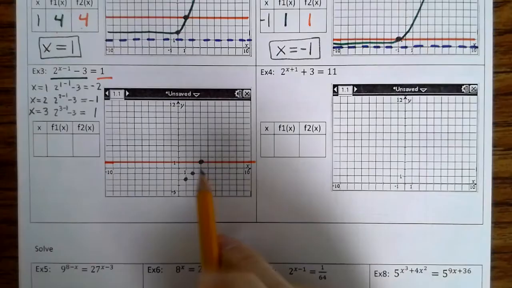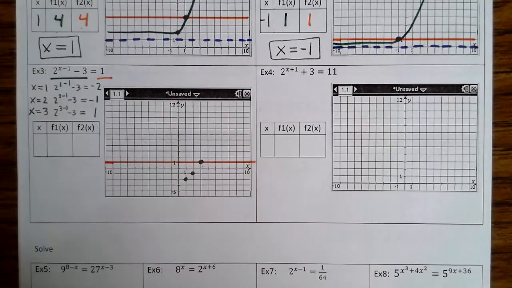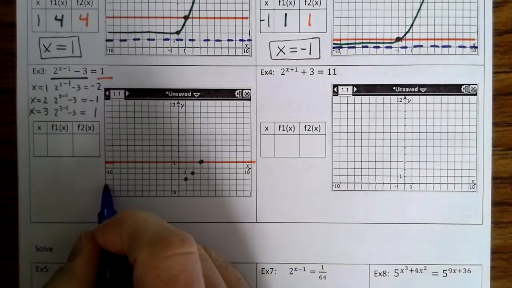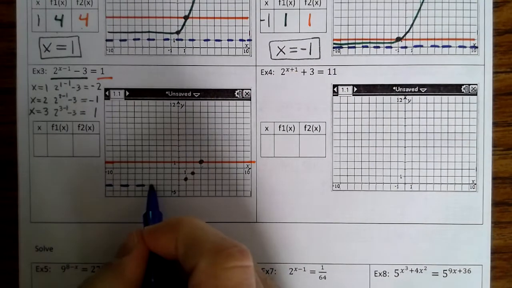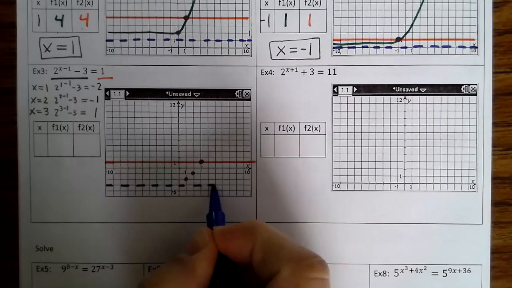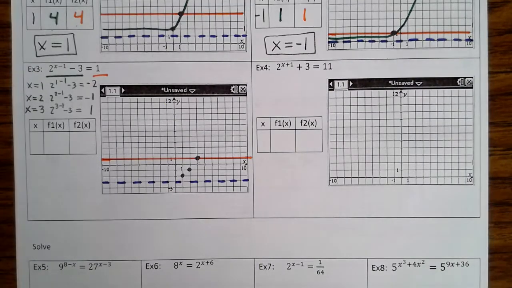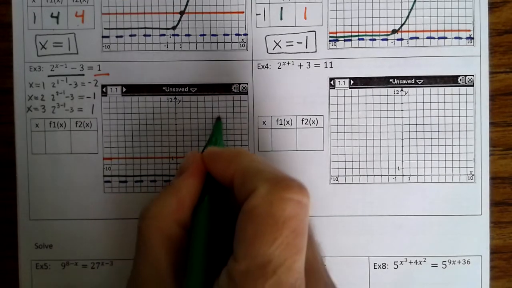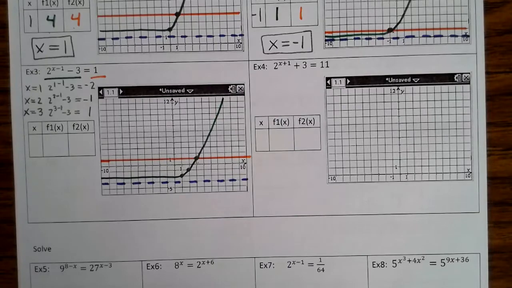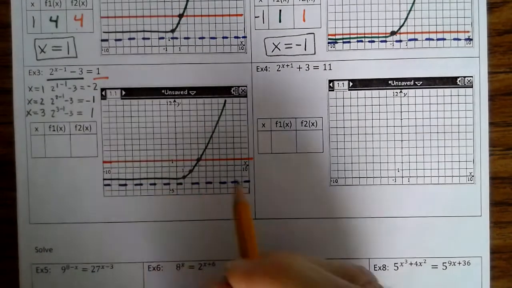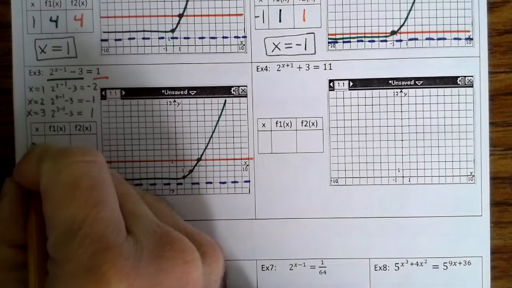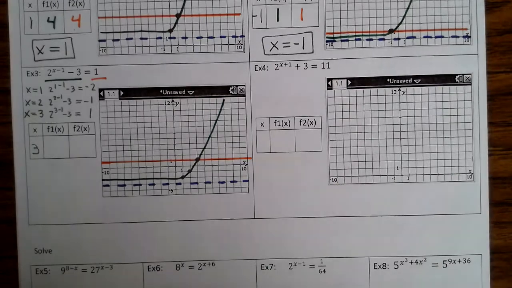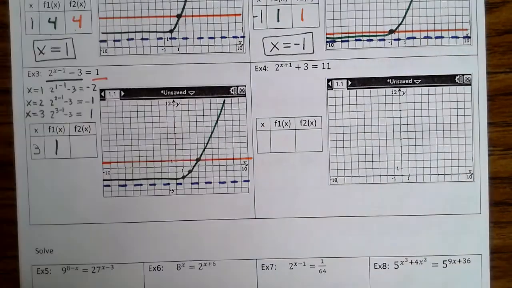Our asymptote is at negative 3. So negative 1, negative 2, negative 3. And we know our exponential curve is this. So you can see here when x is 3, f1 of x is 1, and f2 of x is 1. So our solution is x equals 3.